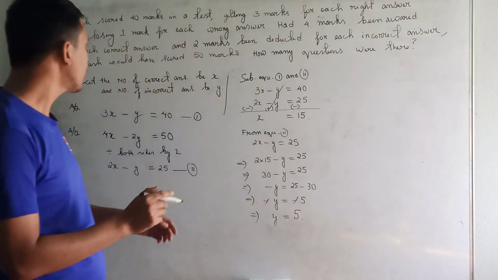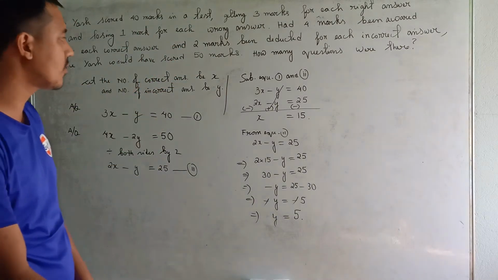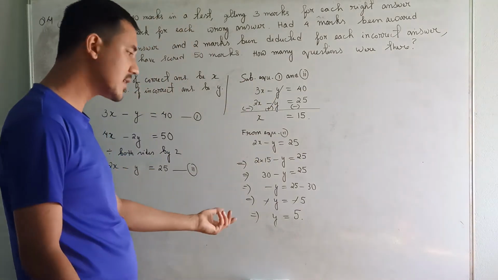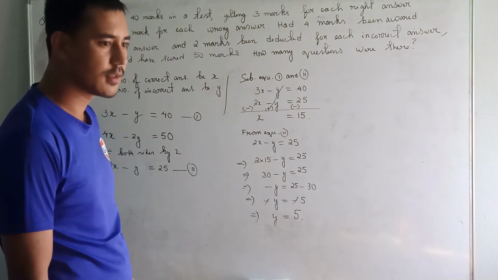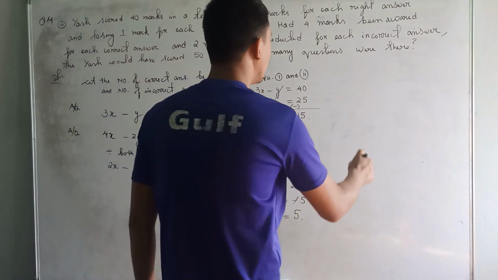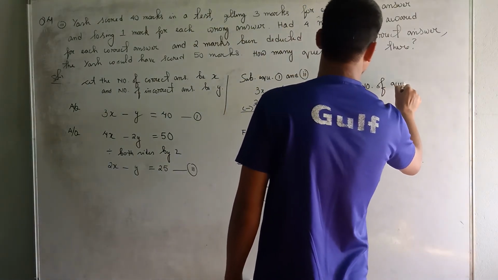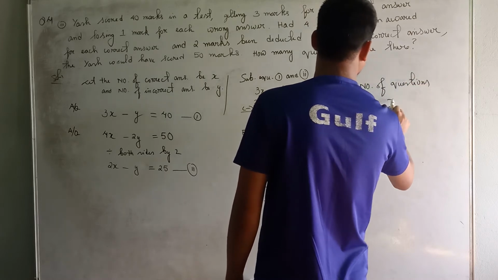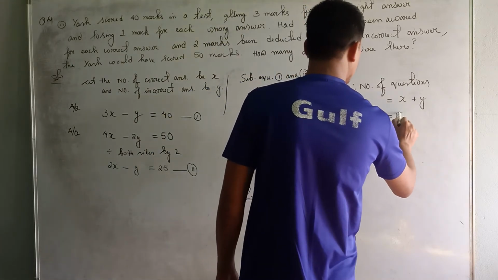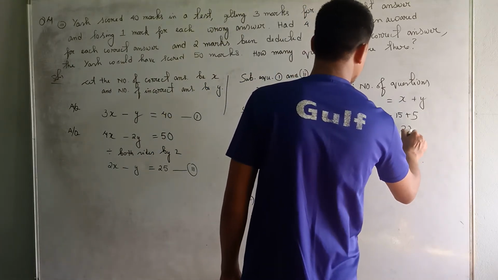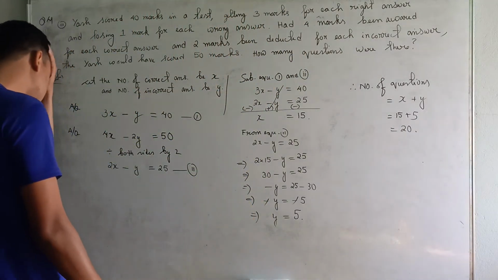Now the question is how many questions were there? How many correct answers he wrote? 15. How many wrong answers? 5 wrong answers. So altogether, how many questions did he attend? 15 plus 5, 20, right? Therefore, the total number of questions in the test will be equal to the number of correct answers plus the number of wrong answers that he attended. So 15 plus 5, 20 questions altogether, okay? Very good. Now we go for the next one.